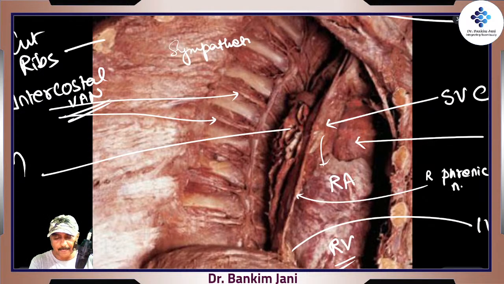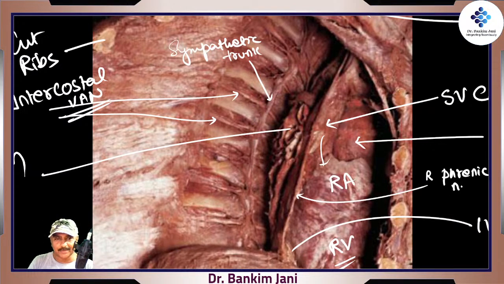Sympathetic trunk. This is the sympathetic trunk. This one. See the ganglia, right? The ganglia. Here. And I now remove this. See, this is the structure. So that is the sympathetic trunk.